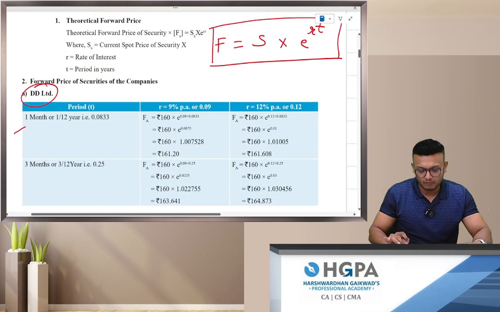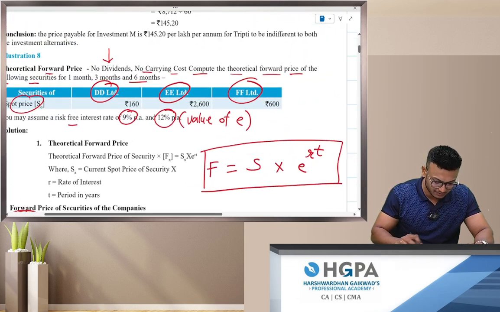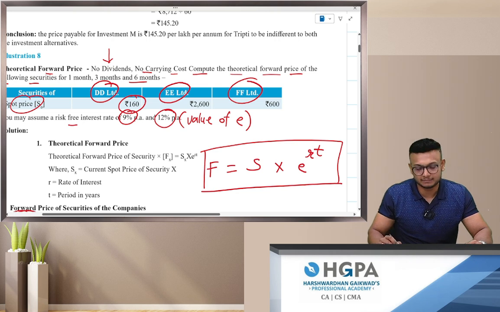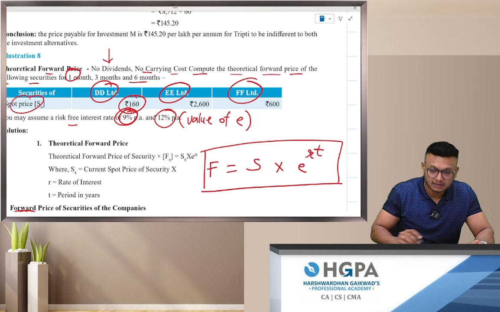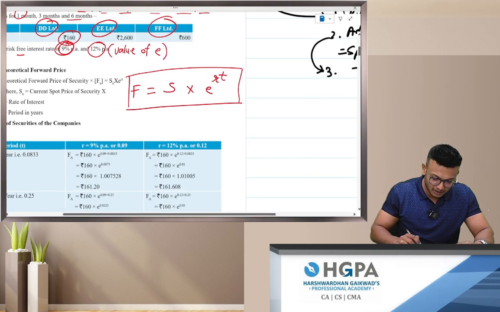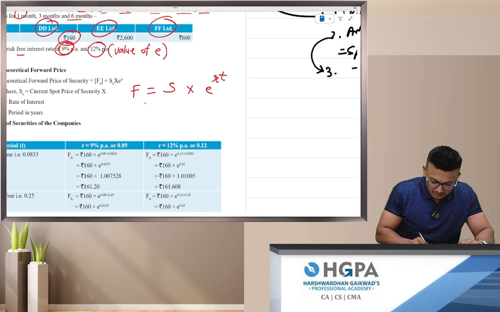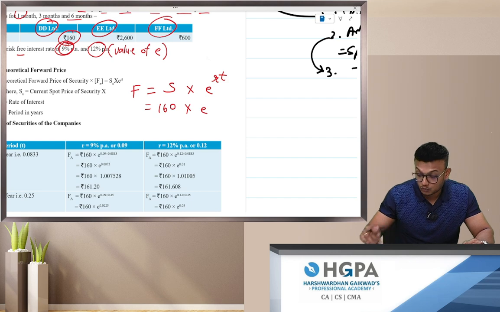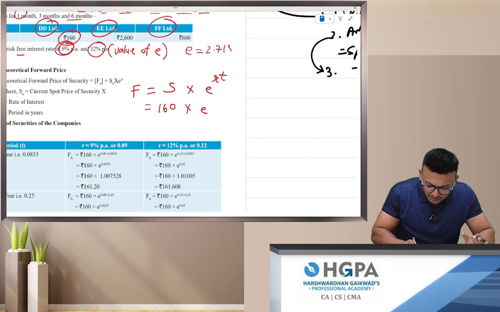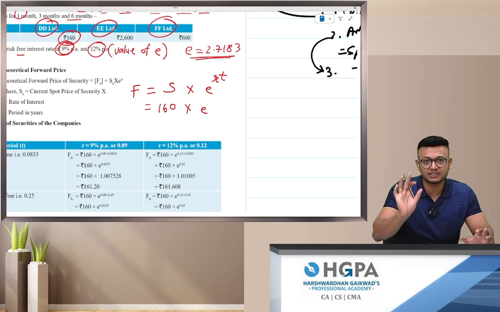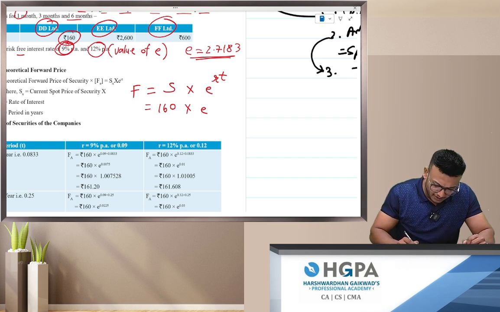So how will we do it? Very, very simple. Now you tell me one thing. 160 is the spot price, 9% is the rate of interest, and 1 month is the time to expiration. Now you tell me, sir, spot is 160. I'll write here 160 into E, that is 2.7183. What is the value of E? I hope everybody knows by now. If not, don't worry, there's no tension. 2.7183 is the exponential figure, a standard default figure. Into R and T.